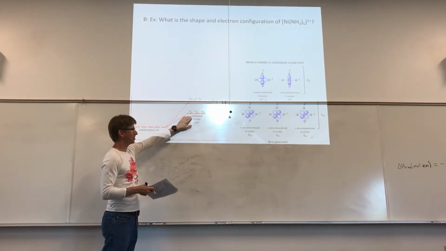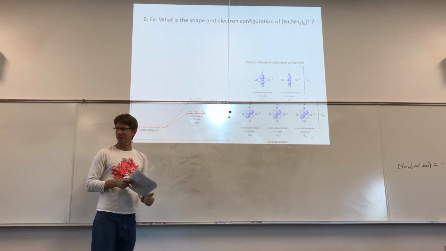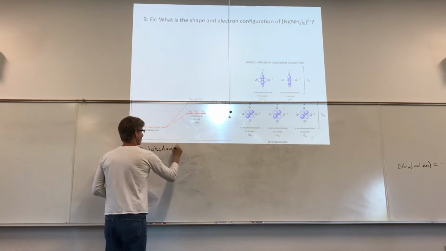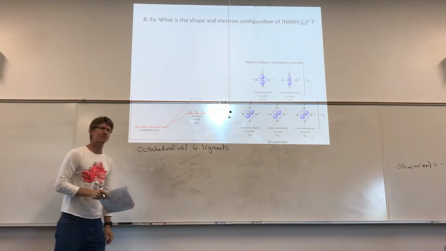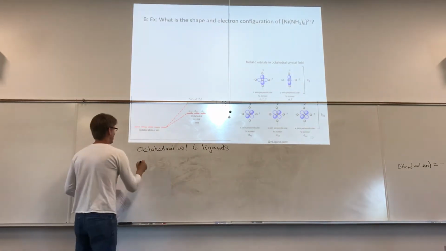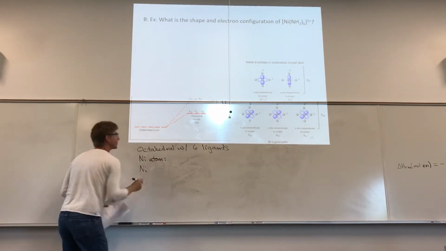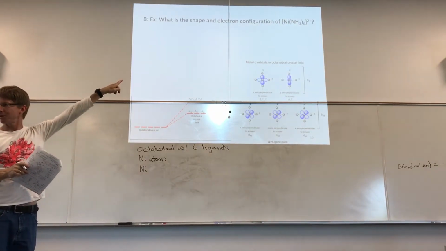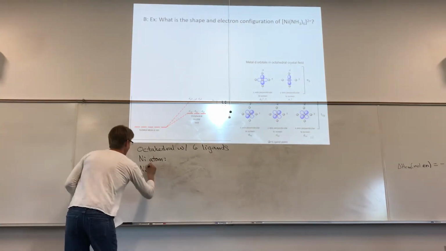So that part is just reproduced from the last slide. Now, let's talk about the electron configuration. So it's octahedral, with 6 ligands. I see that my nickel is nickel 2 plus. My ammonia is a neutral molecule. Therefore, the 2 plus charge is associated with the nickel.